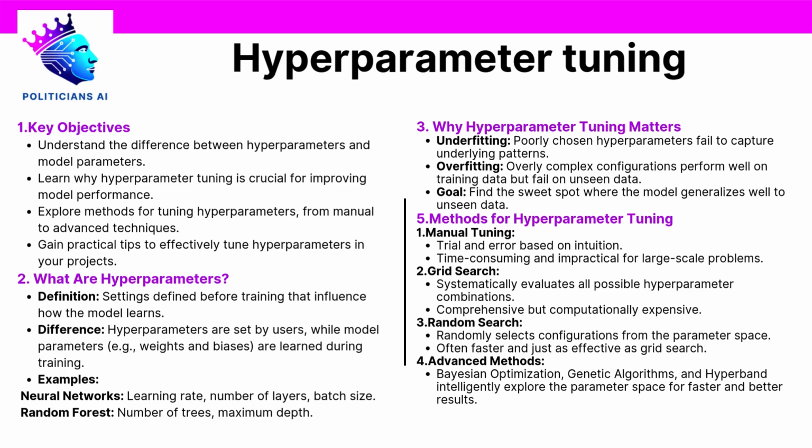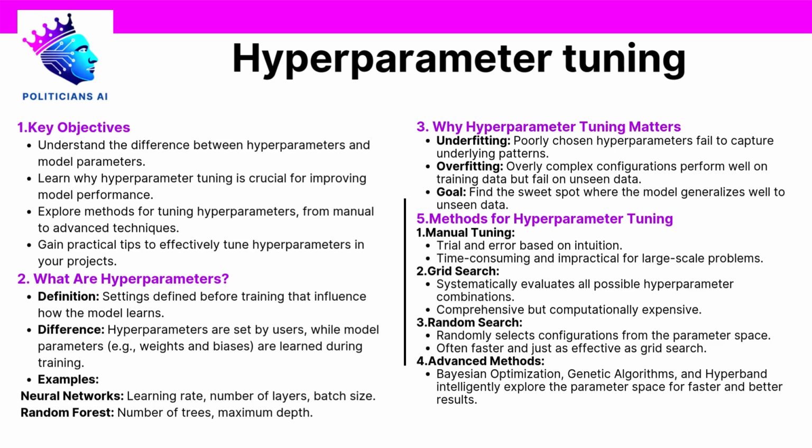For even more complex scenarios, advanced methods like Bayesian optimization, genetic algorithms, or hyperband can be used. These approaches use more sophisticated strategies to explore the parameter space intelligently, often finding optimal solutions faster. While these methods can be very effective, they require additional setup and computational resources, making them suitable for specific cases.